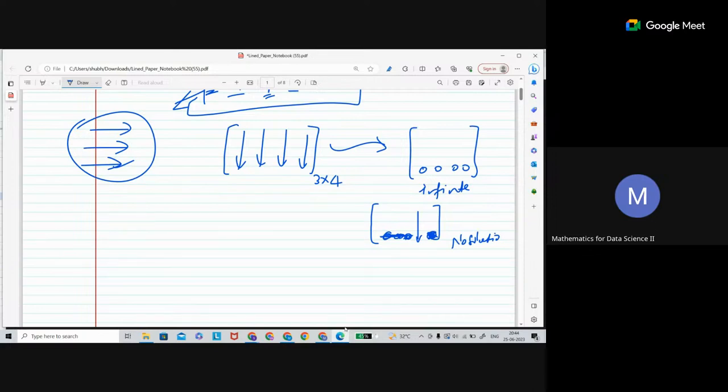So this could be a possibility, but for infinitely many solutions, all of these coefficient entries are zero, and the right-side part also becomes zero when you change into row echelon form or reduced row echelon form. So in that case, it has infinitely many solutions.